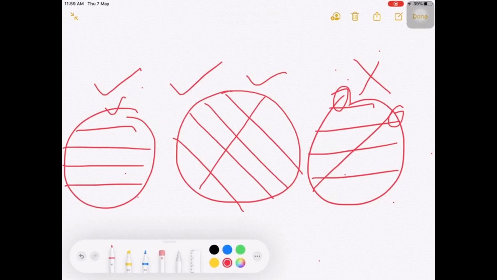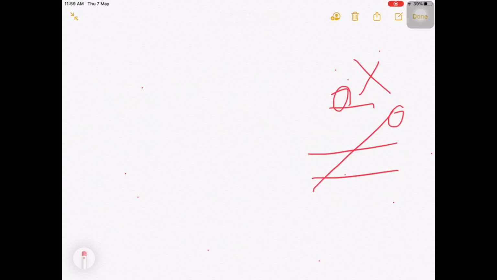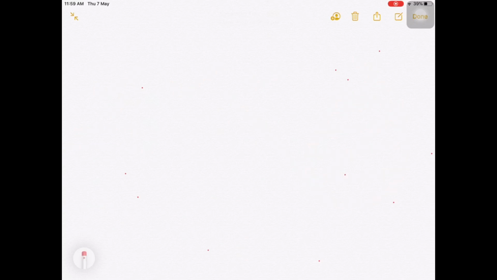Now let's move to the longitude lines. How to draw the longitude lines? Again, first of all we need to start with the circle.